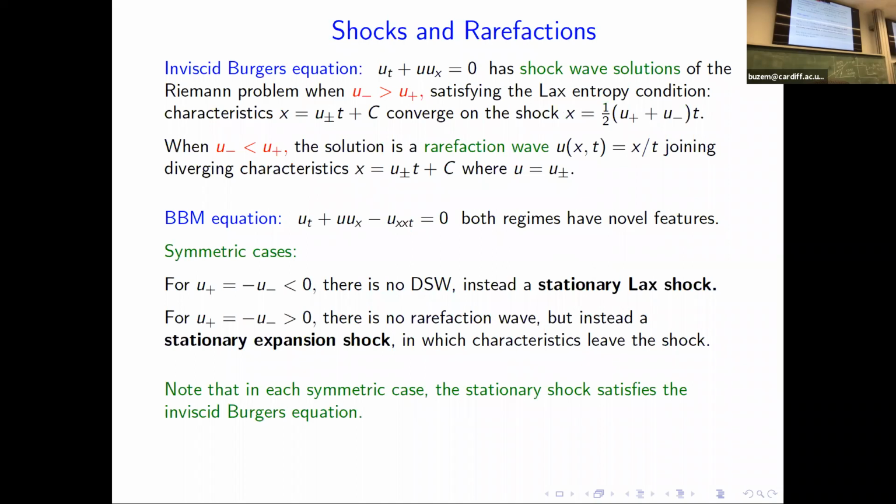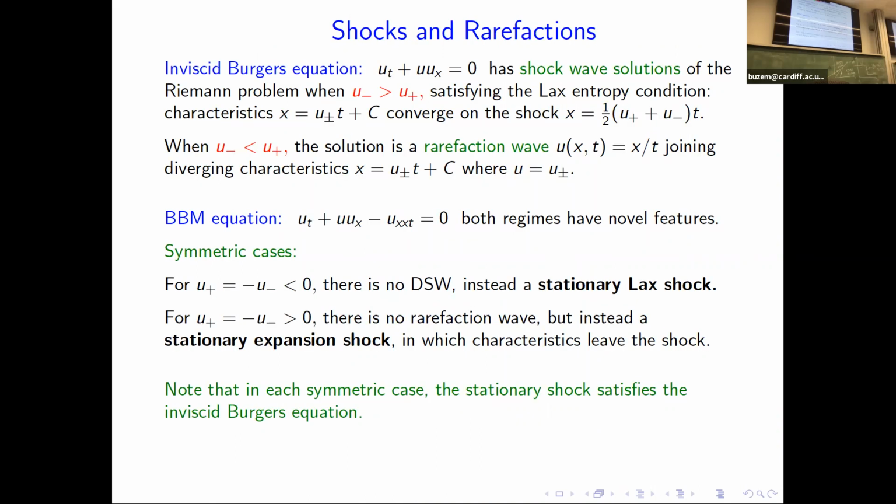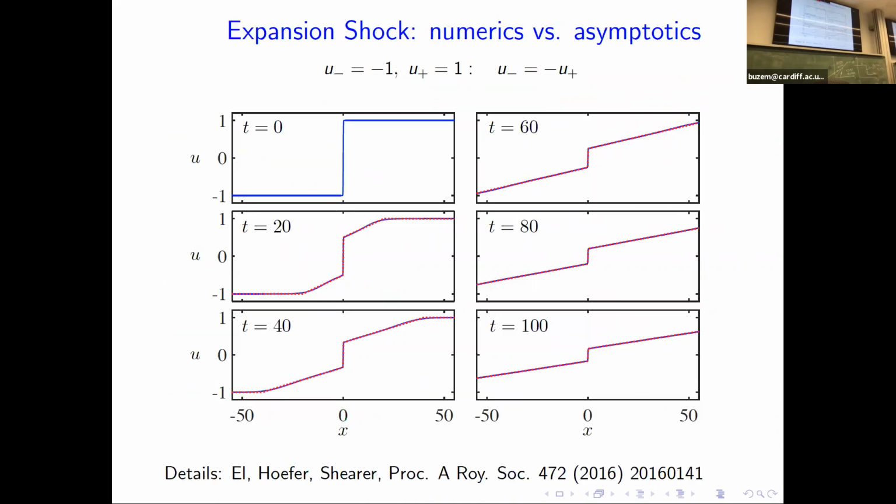Okay, so shocks and rarefactions, that's the one that we had before. All right. Yeah, so this is the picture of the stationary shock. This is an earlier paper with the same collaborators. So we look at an initial jump up that's actually symmetric about the origin. And what we see is a decaying shock that doesn't move, a stationary shock.